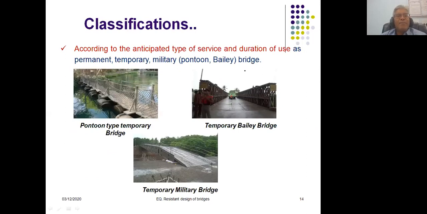Depends on the anticipated type of service and duration of use, it may be a permanent bridge, temporary bridge, or military bridge, because nowadays it is also a very challenging task from the defense point of view. As we know, right now we have confrontations with China, with Pakistan, and on our peripheral countries. So such kinds of temporary bridges are also important, just to be used by the defense people. Many times these temporary bridges are used. So this is also an important thing.